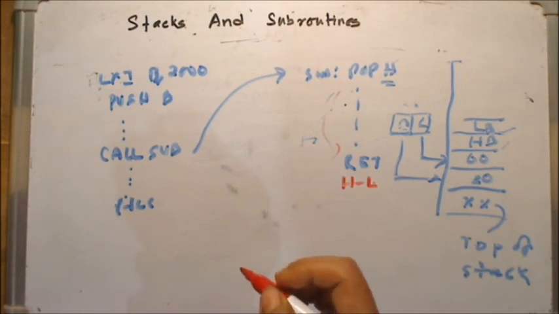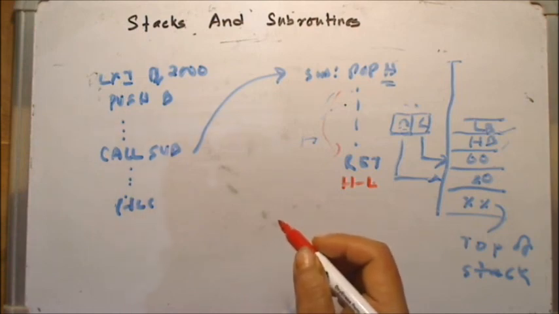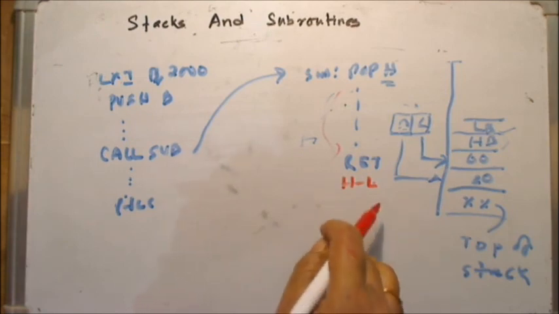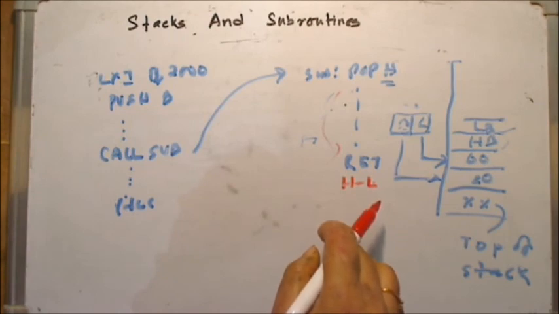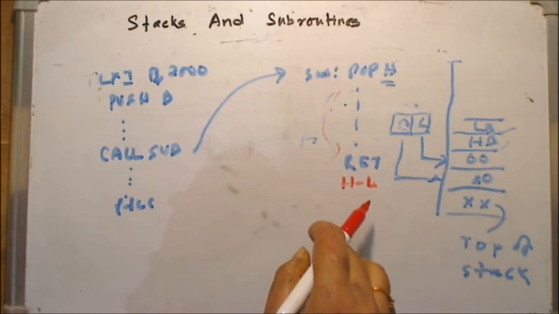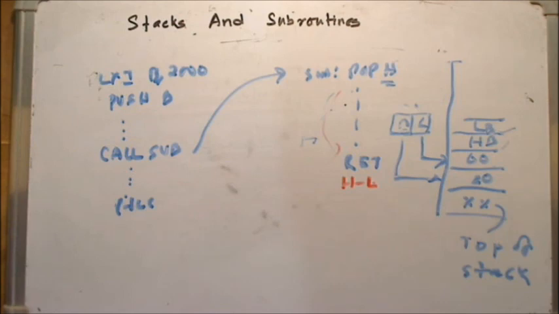So to access the parameter, you get the return address and then access the parameter. You first pop H, get the return address into the HL pair. Now you do pop B or anything, get the parameter into a register.